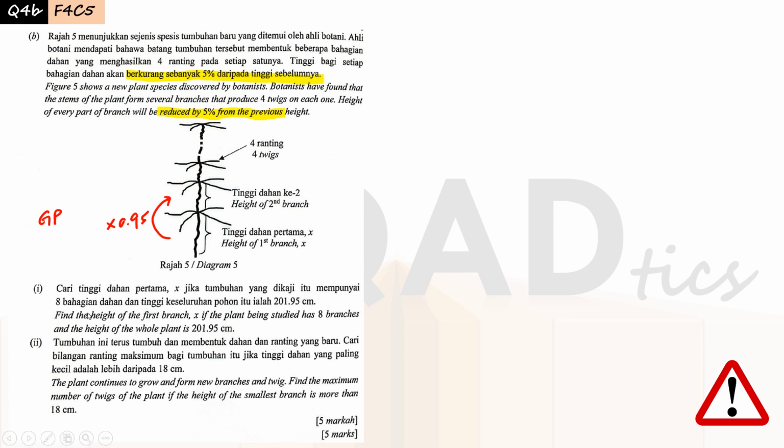Okay, so in part 1, we need to find the height of the first branch, which is x, if the height of the whole plant is 201.95 and the plant has 8 branches. In progressions, we have two kinds of formulas, right? One is Tn and the other one is Sn. The main difference between these two is Sn will tackle those questions which involve total or sum. Tn does not. So go back to our question.